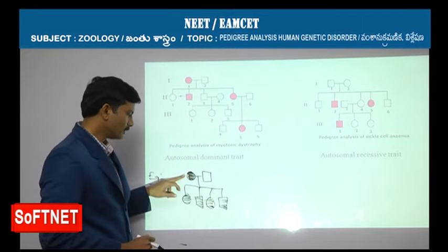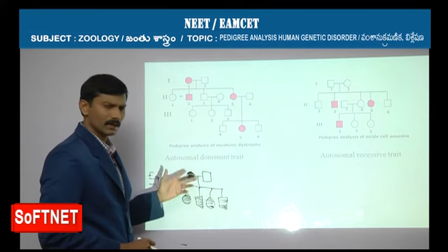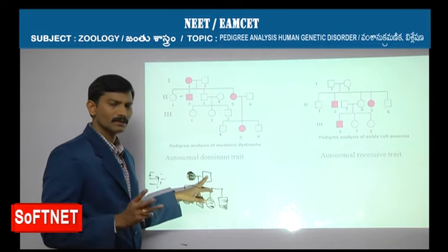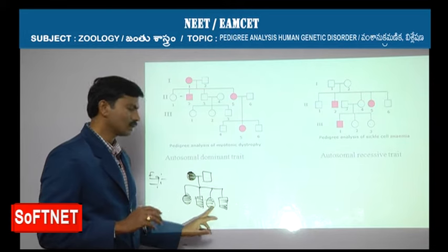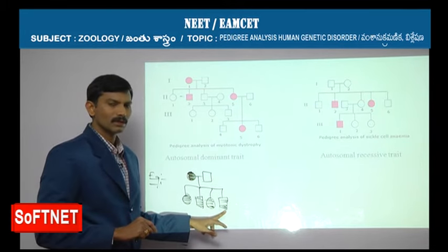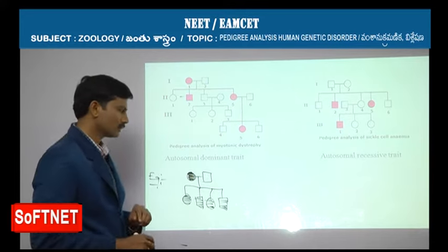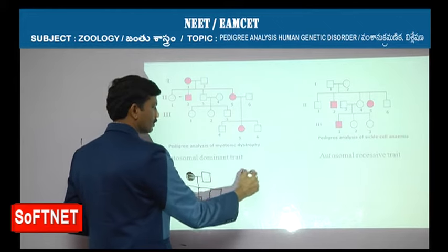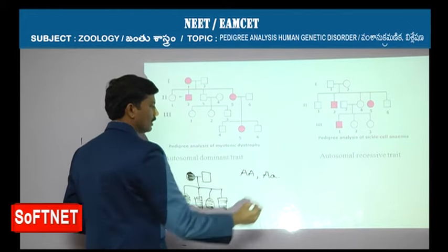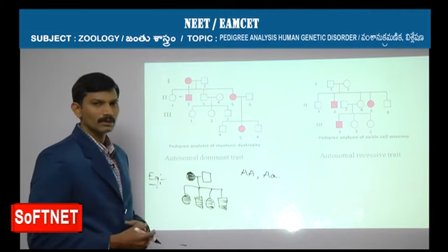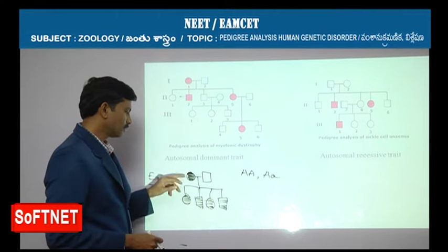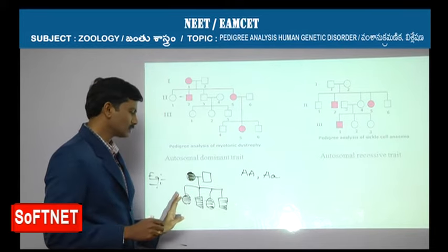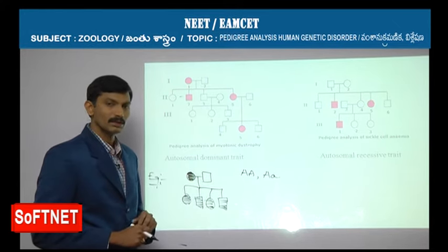It could be that the female or even the male parent is affected. So out of the male and female parents, if one parent is affected and all the progeny are also affected, we can predict that it is an autosomal dominant disorder. In case of autosomal dominant, there are two cases: one is homozygous dominant and the other is heterozygous dominant. How do you predict that? If one of the parents is affected and all the progeny are affected irrespective of sex, then it is called an autosomal dominant disorder.